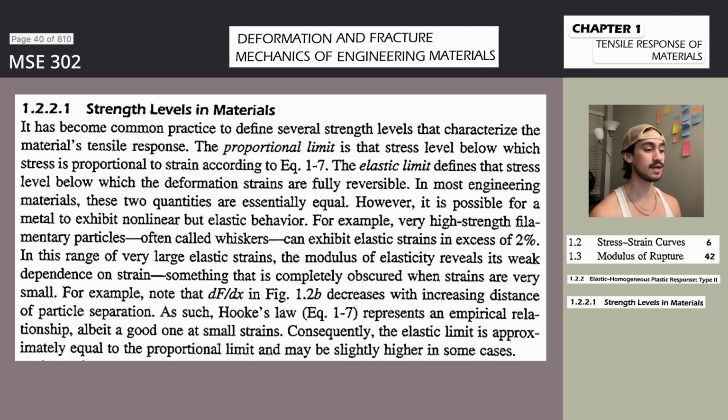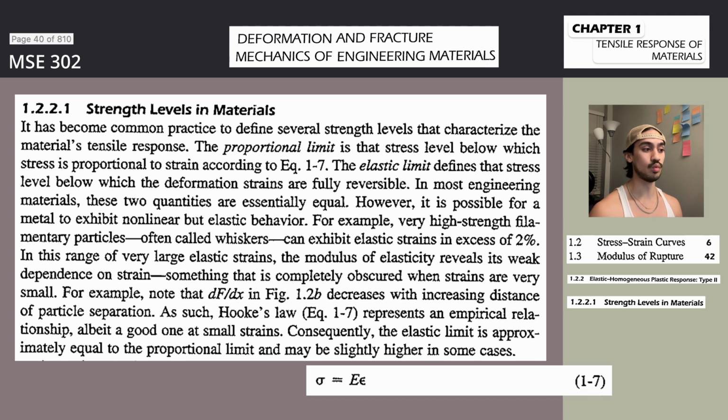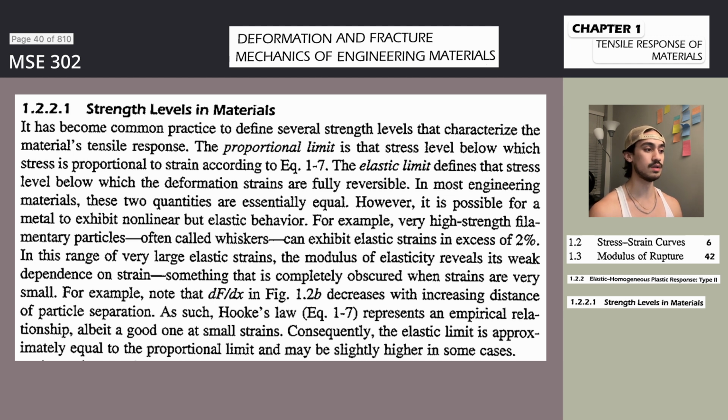It has become common practice to define several strength levels that characterize the material's tensile response. The proportional limit is the stress level below which stress is proportional to strain, according to equation 1-7. Remember, equation 1-7 is important. The elastic limit defines the stress level below which the deformation strains are fully reversible. In most engineering materials, these two quantities are essentially equal. However, it is possible for a metal to exhibit nonlinear but elastic behavior.